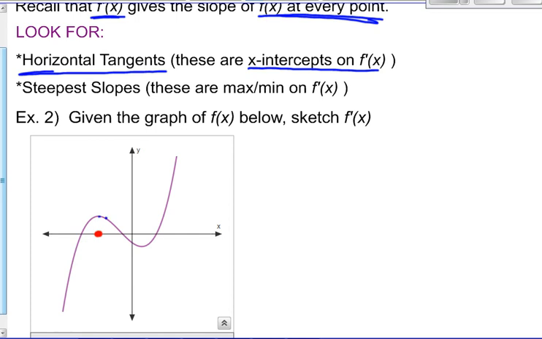Okay, keep going. Negative slope, negative slope, negative slope. Horizontal tangent again. So that means a slope of 0, or the derivative has a value of 0, an x-intercept on the derivative.